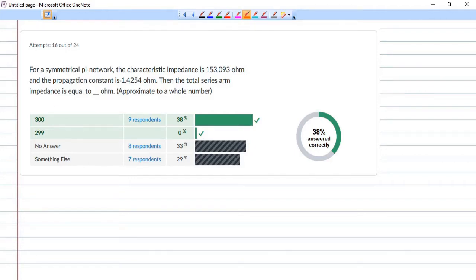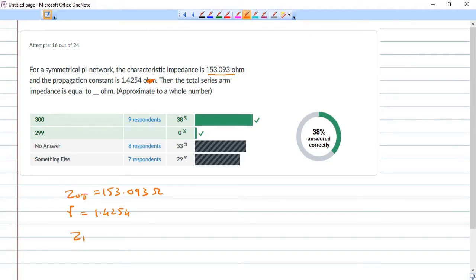The next question is, for a symmetrical pi network, the characteristic impedance is given as 153.093 ohm. So Z0 pi is given as 153.093 ohm. And the propagation constant is given as gamma is equal to 1.4254. Actually there is no ohm here. Then the total series arm impedance is equal to dash ohm. So we are asked what is Z1.